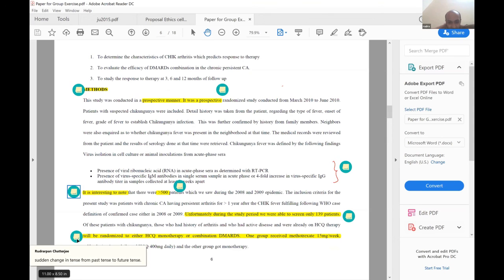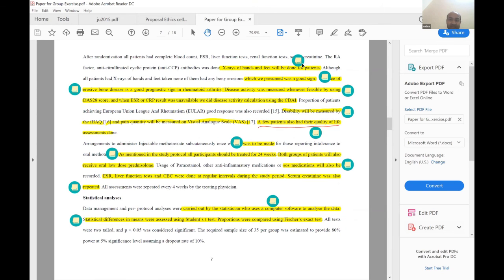So the next issue I had was that there are multiple changes to the tense. Right up until this point, everything had been written in past tense. So for example, those who had a history of arthritis and had active disease were already on HCQ therapy, and suddenly it goes on to a future tense. They will be randomized to either HCQ monotherapy or combination DMARDs. Assuming that this is being sent for publication, this trial has already been conducted. It should be in the past tense, that they were randomized to either of these groups.